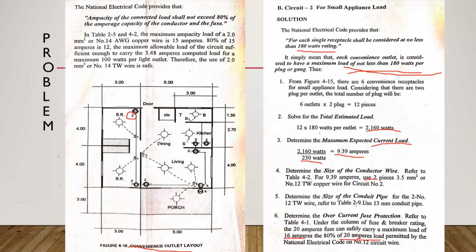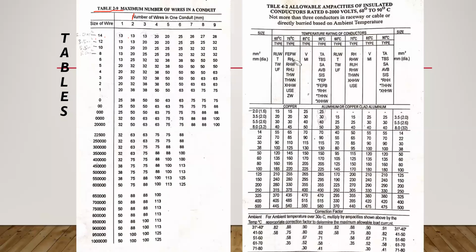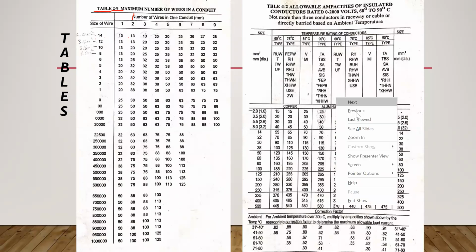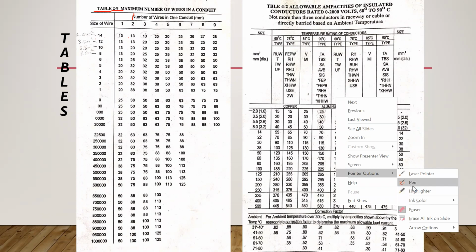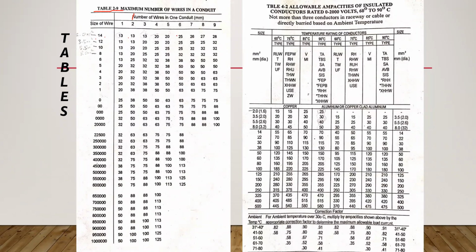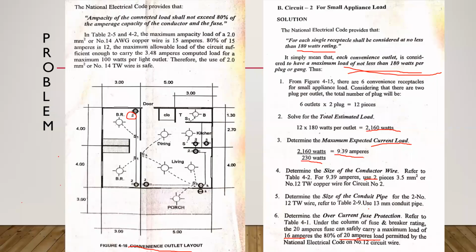So, punta tayo sa table 2-9. So, since dalawang wire, di ba? Okay, para dun sa ating ground wire and live wire. So, ito yung consider natin. Dalawa. Tapos, ano ba yung ating wire? Di ba? Ang size niya, 12. So, safe siya na ma-accommodate ng 13 mm diameter na conduit pipe. So, ang ating gagamitin is 13 mm. So here, we will use 13 mm conduit pipe.